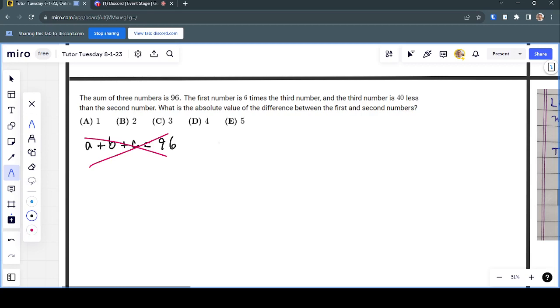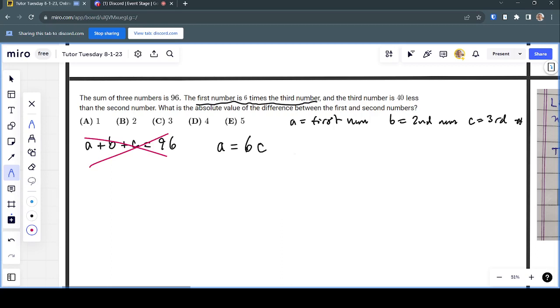So I would write this sort of like if the first number is a, that's 6 times the third number, which is c. Let me write it here. A is the first number, b is the second number, and c is the third number. So something like a equals 6c, that's the first number is 6 times the third number.